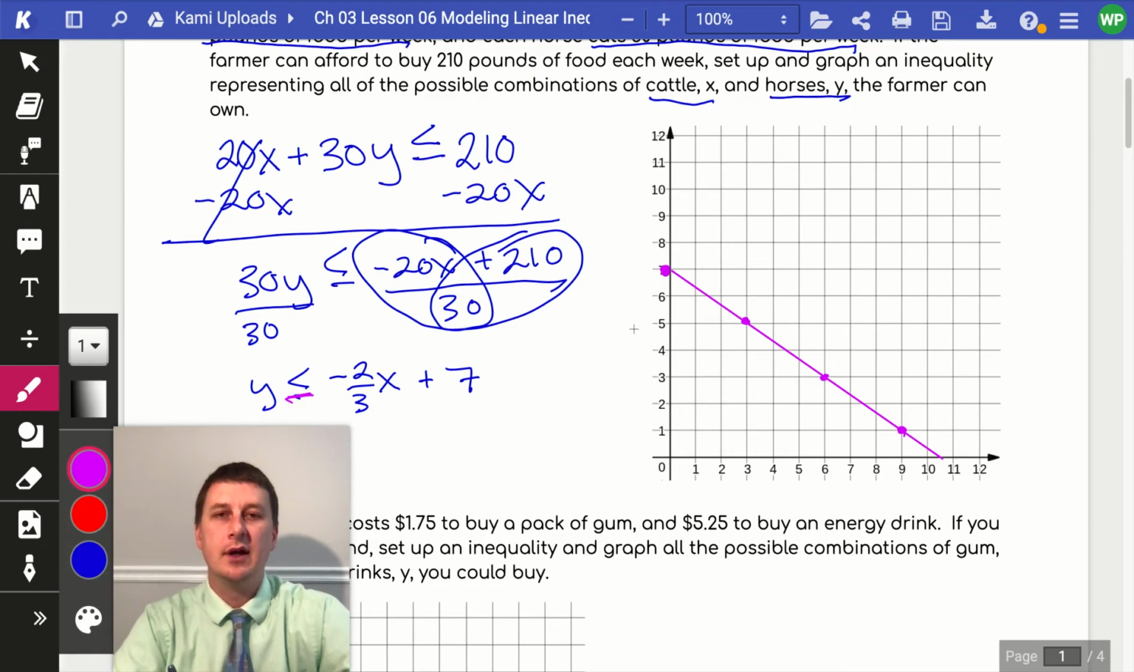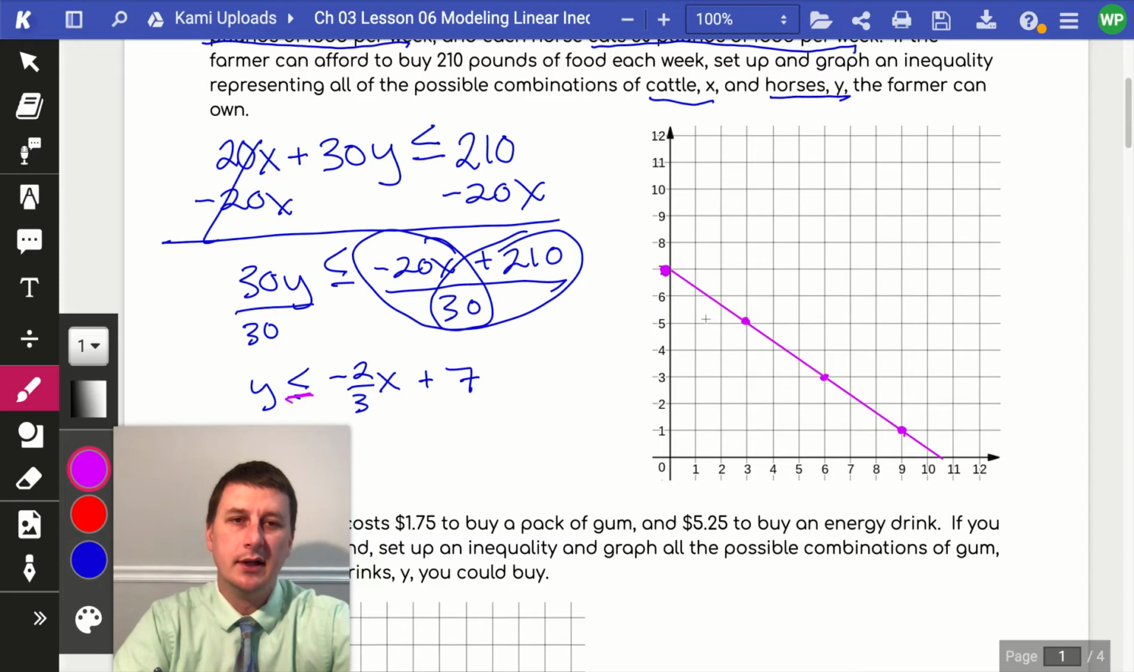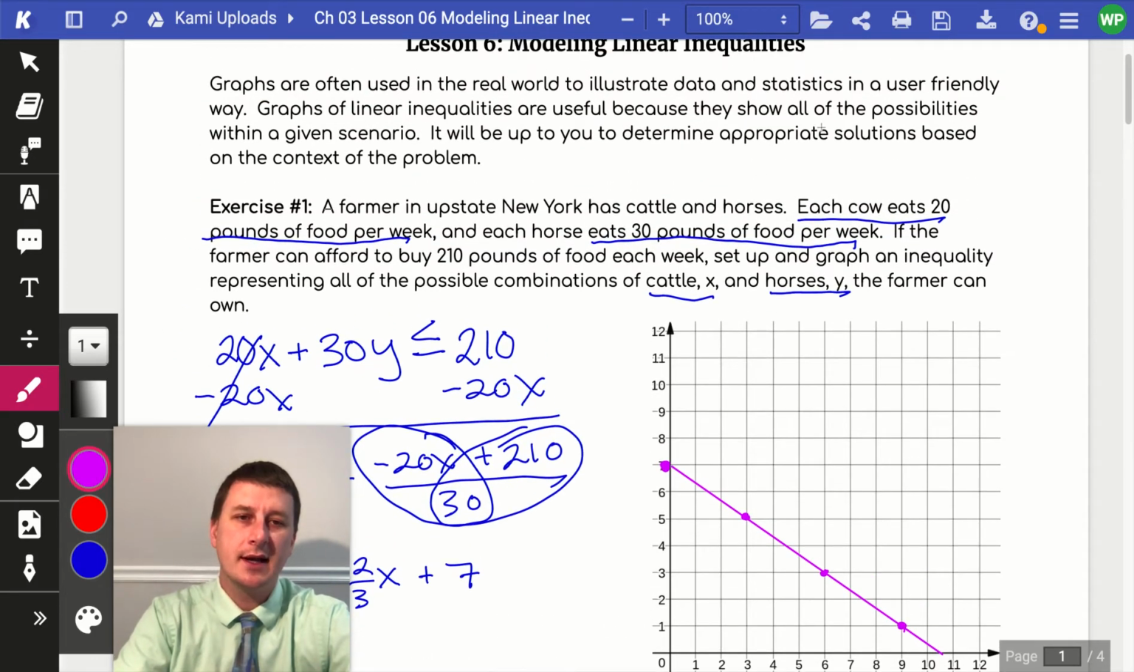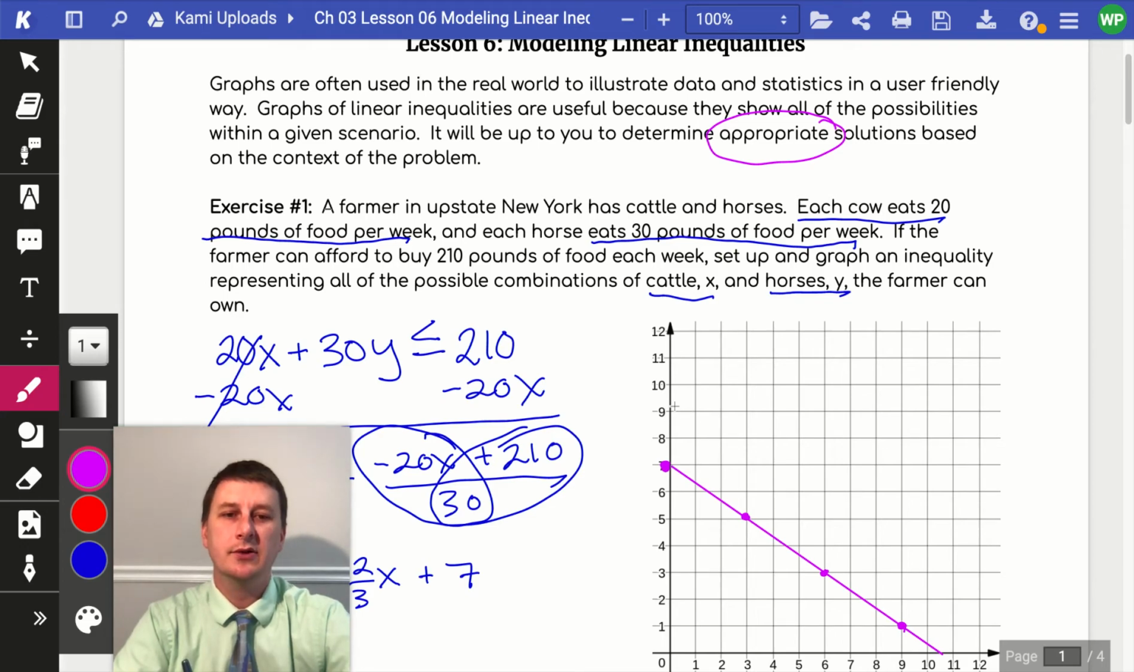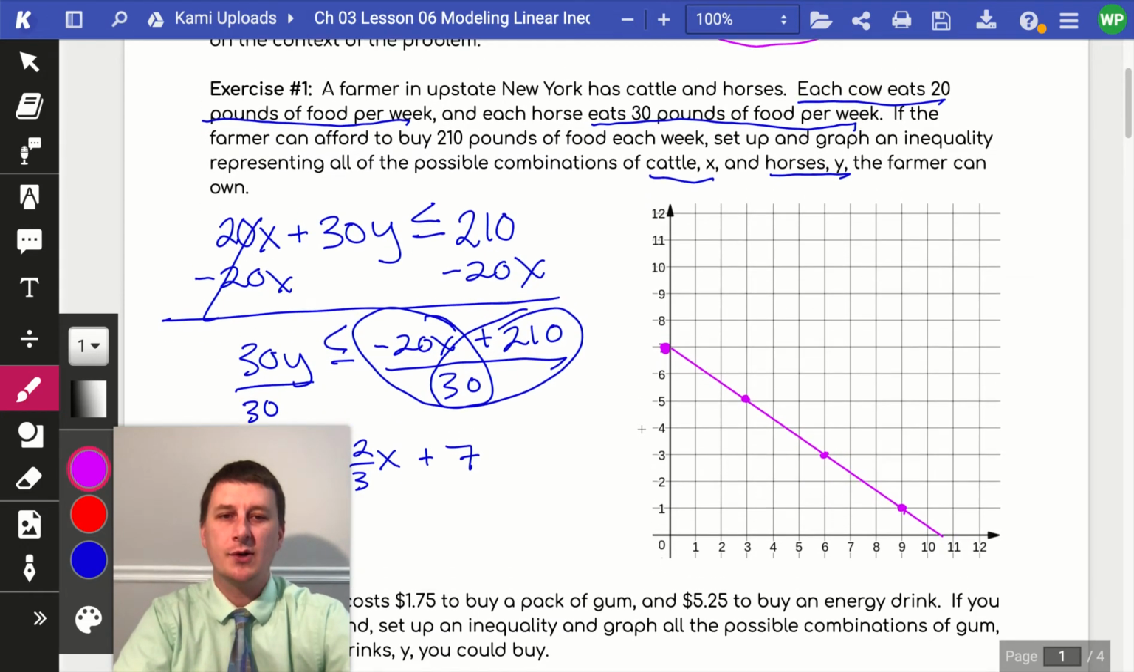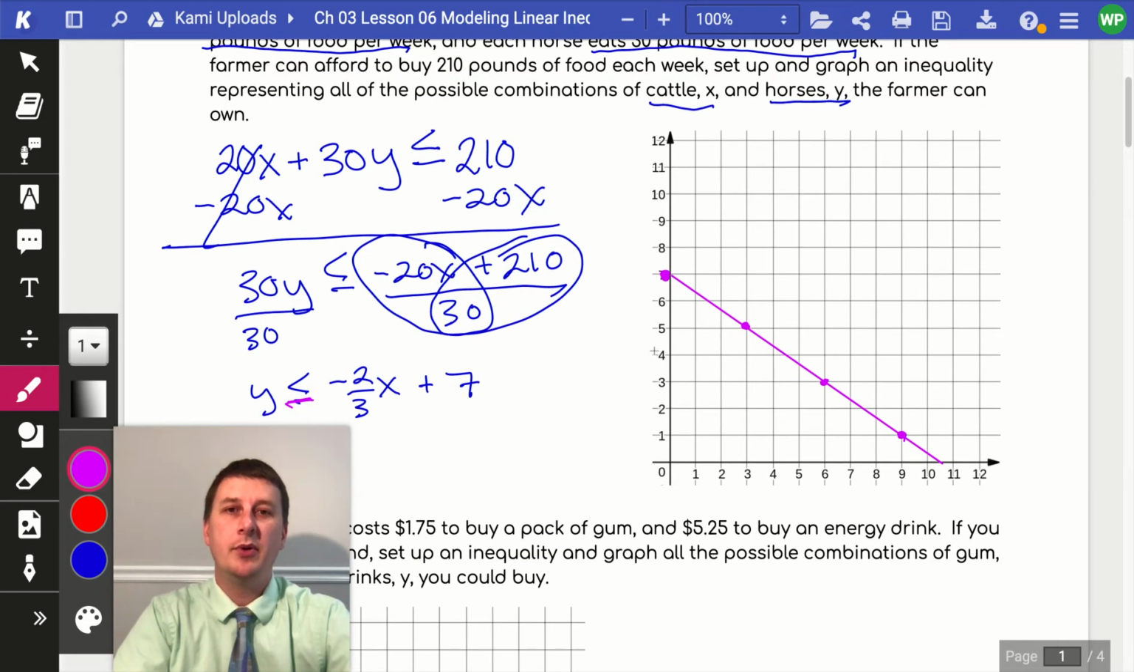And now that I have my solid line going through those points, I need to shade this graph. Notice how I did not put arrows on this graph. If I were to put arrows on this graph, it would show that it's possible to have solutions that are negative horses and negative cattle. And that's not possible. So that's one of the things that was being talked about in this part of the directions where it says appropriate solutions.